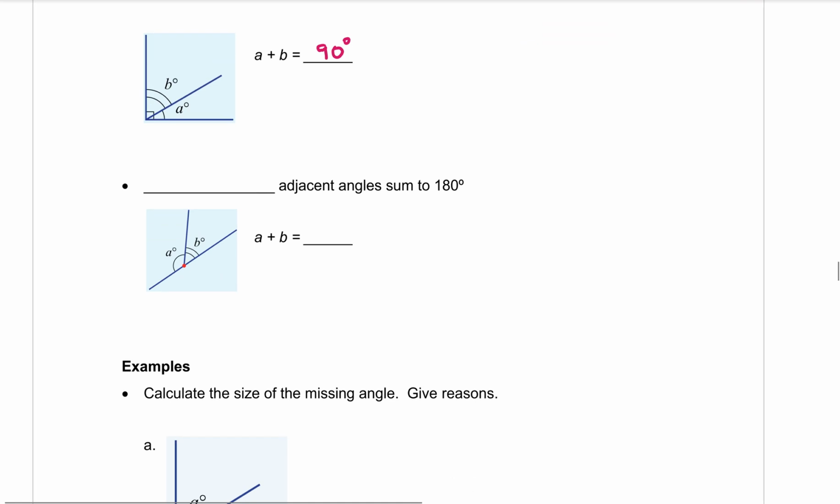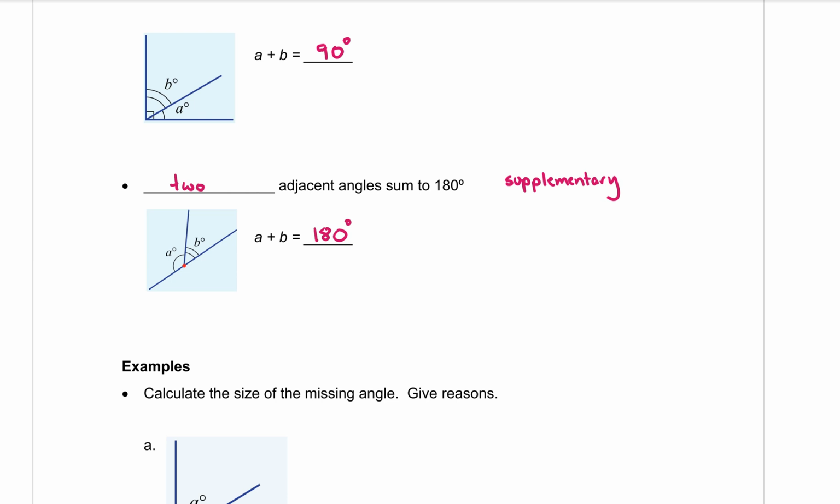A second type is two adjacent angles that add to 180 degrees. We call those supplementary. Okay, so 180 degrees is a straight line like the one that you can see down here. So you can see that that straight line has been cut into two angles up here. Again, A and B. Those two angles together this time make 180 degrees.